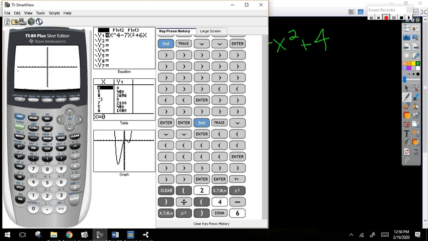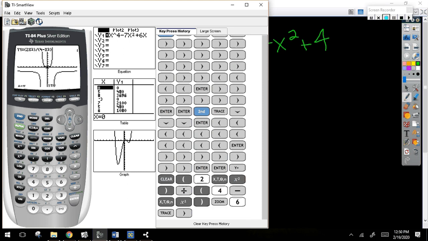I'll do a zoom 6. And I should have a horizontal asymptote at -2. Do you see where this asymptote is occurring here? See how that graph is trying to get as close to -2 as it can, but it's not actually hitting -2. That tells me there's an asymptote. If you hit trace, give it a second.